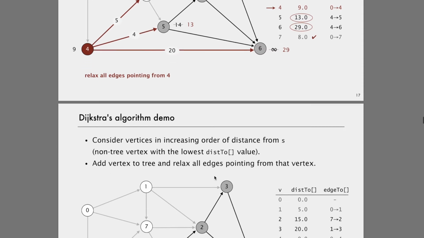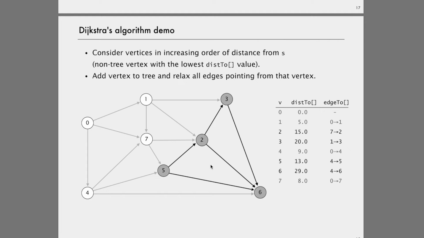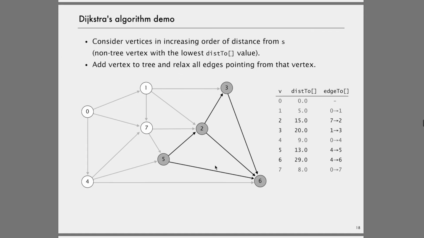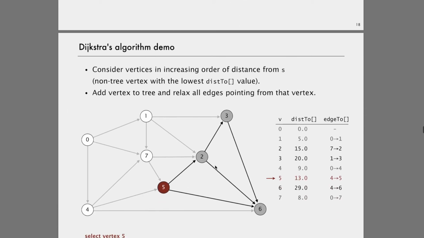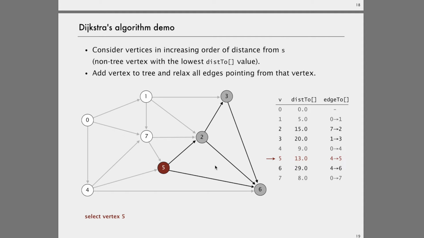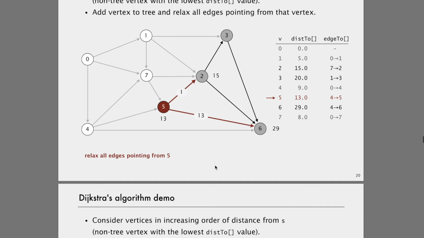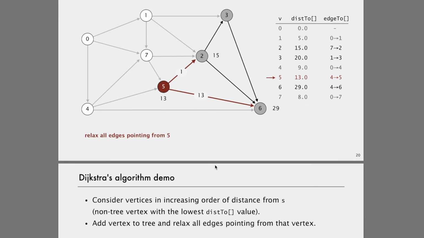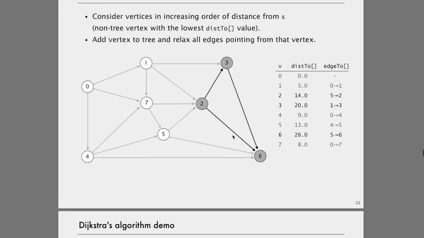So now we just have to worry about 2, 3, 5, and 6. And so we select vertex 5. Relax along these edges. In this case, those edges both give us better paths than we knew before. So now we're left with 3 vertices, and 2 is a winner.